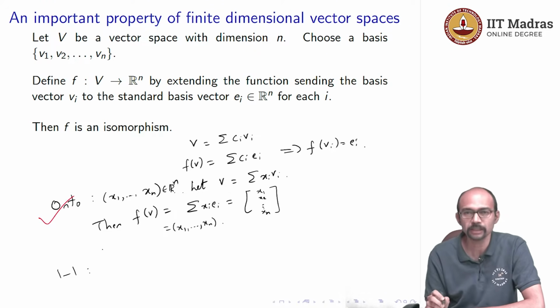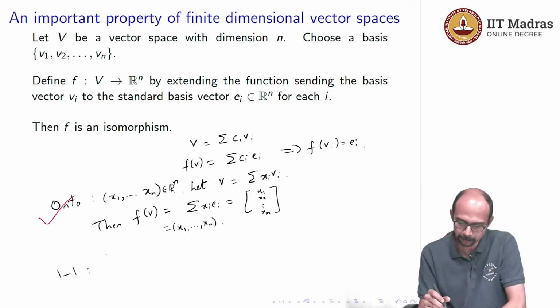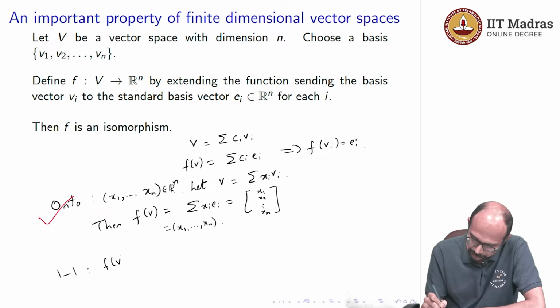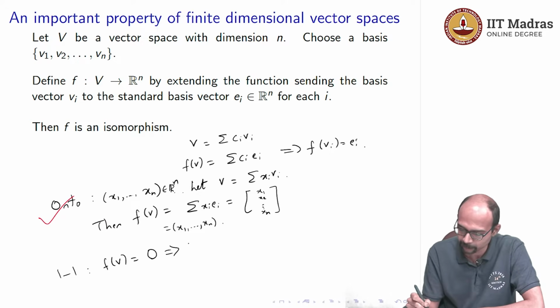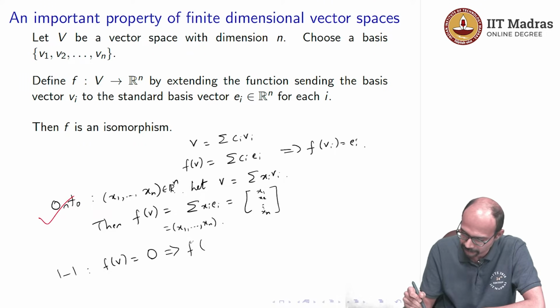Now let us check one-one. It is a linear transformation, so it is enough for me to check that f of v equals 0 implies v equals 0. But what does it mean to say that f of v equals 0? First of all, what is 0 in Rn? It is the origin, or the vector 0, 0, up to 0. So let us put in the definition of f of v, which is written above. f of v is summation ci ei, and this is 0, 0, up to 0.